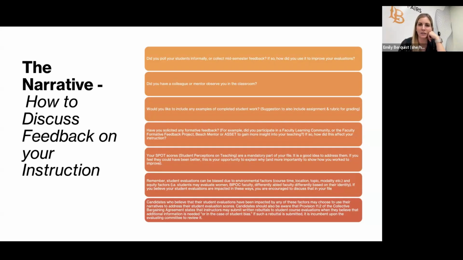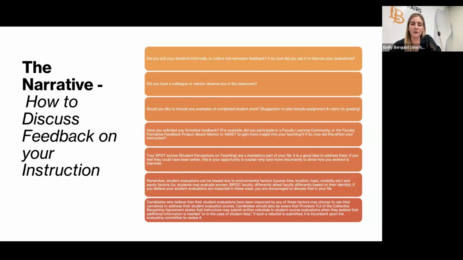Another thing to point out is that, of course, as I already said, your spot scores are a mandatory part of your file. Therefore, in most cases, it's a good idea to address them. If you feel, for example, that they might have been better, this is your opportunity to explain why, and more importantly, to show how you worked to improve.